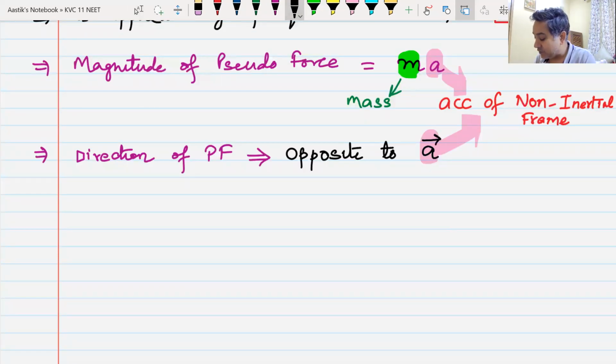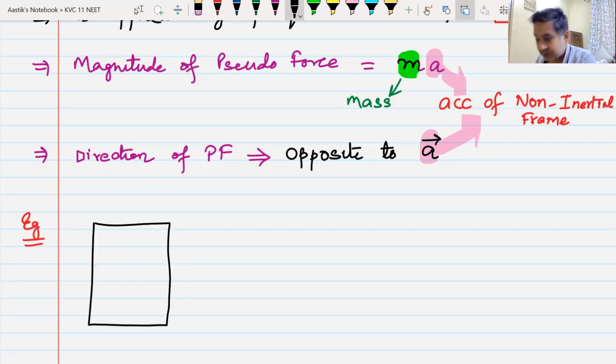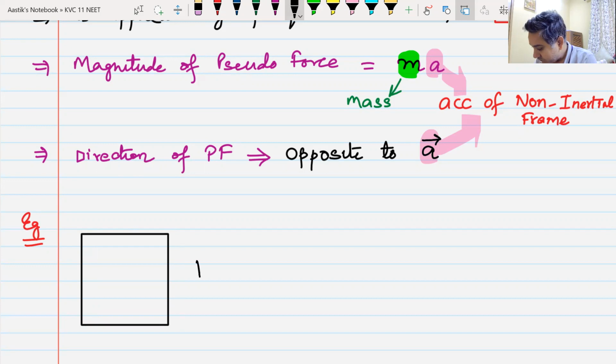For example, I'll give you a quick example. We'll do questions of pseudo force in the next class and we'll finish the Newton's laws of motion in the next class. This is not a dabba. This is a lift. This lift is moving up with an acceleration A. Now, if there is a block hanging in this lift and I am inside the lift, so now I am inside the accelerated frame.